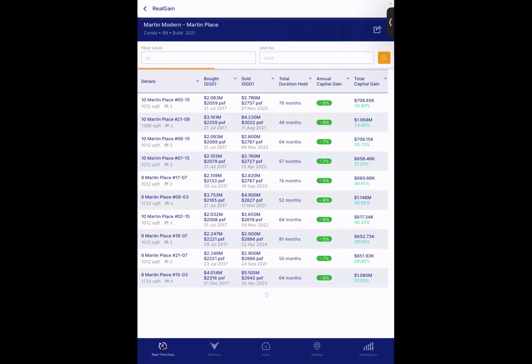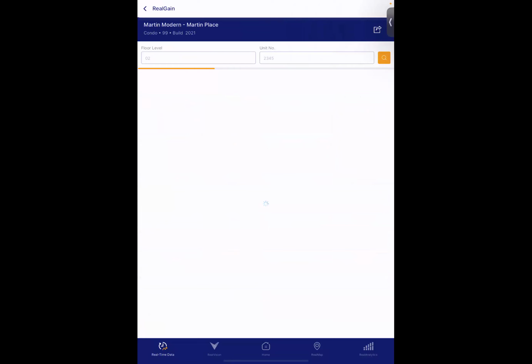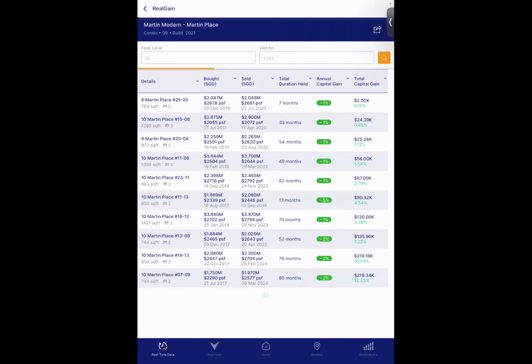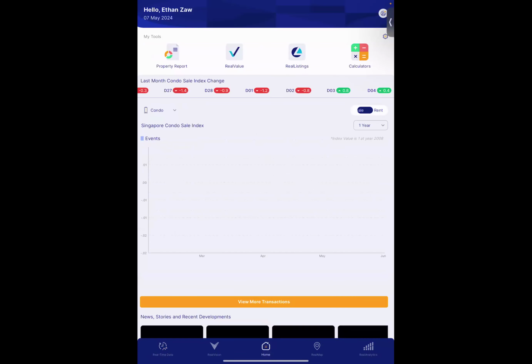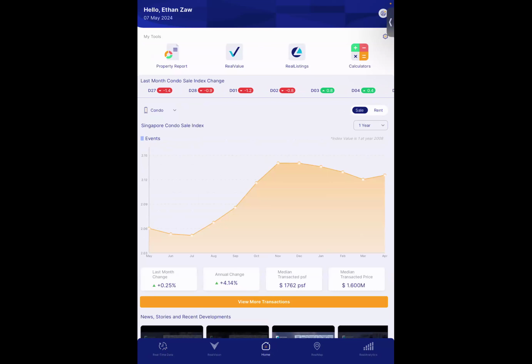So total capital gain, you can sort under the header here. You click on the arrow, highest to lowest, lowest to highest. Lowest earner 2,000, but I think he lost money because of SSD. Hold on for 7 months only. Okay, the highest earner: 1 mil, hold on for 4 years 4 months, buy at 3.75, sell at 4.9, earn 1 mil plus for Martin Modern. Okay, so you can sort. Okay, property report done.